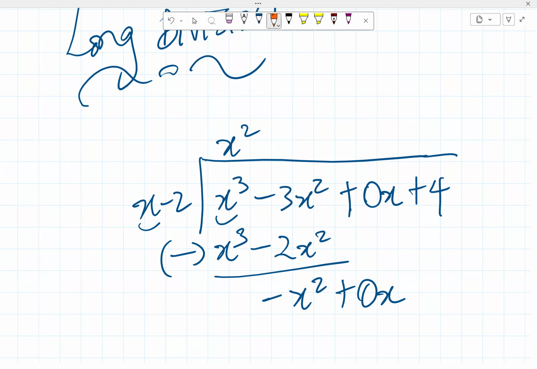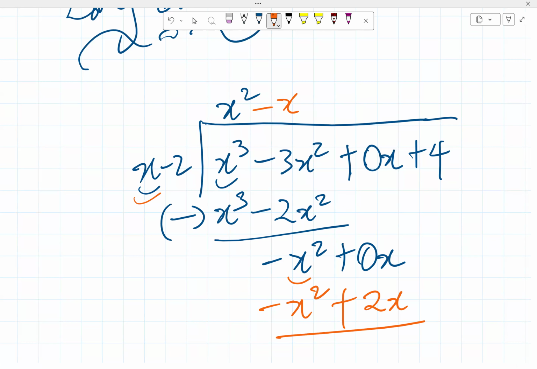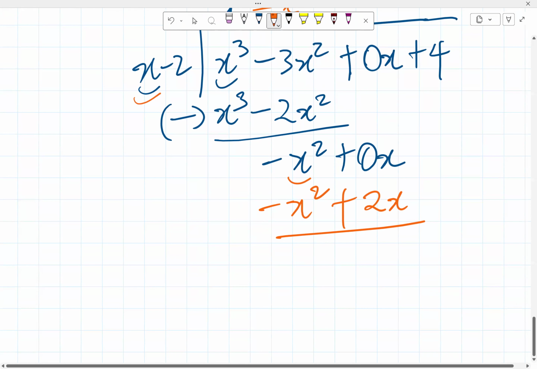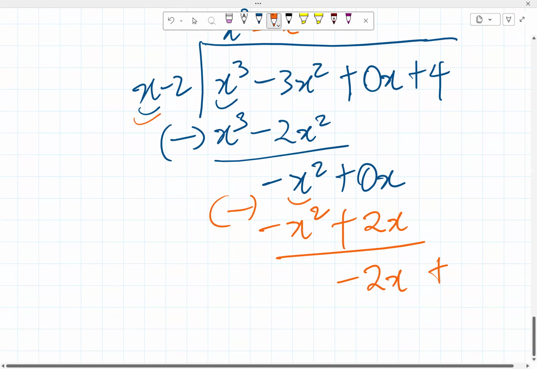So, next step, when x divides minus x squared, you have minus x. So minus x times x, you get minus x squared. Then minus x times minus 2, that's plus 2x. So you see the usefulness of this 0x now. Then you can continue. Minus x squared, so you subtract now. Minus x squared minus minus x squared, that's minus x squared plus x squared, which is 0. Then 0 minus 2x will give you minus 2x. And then you can drop the 4 now.